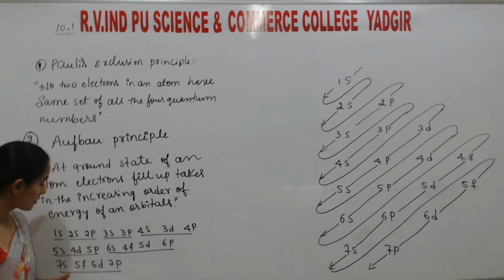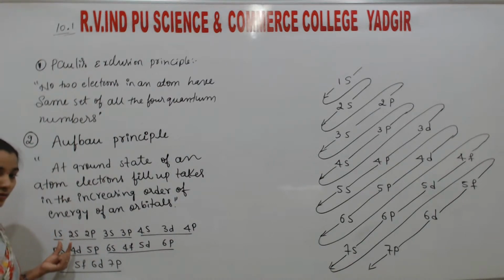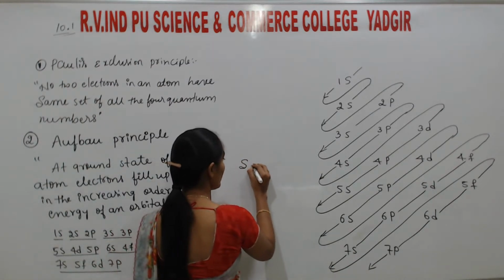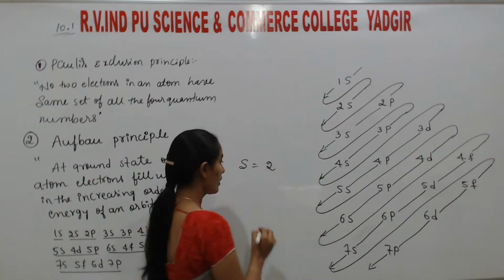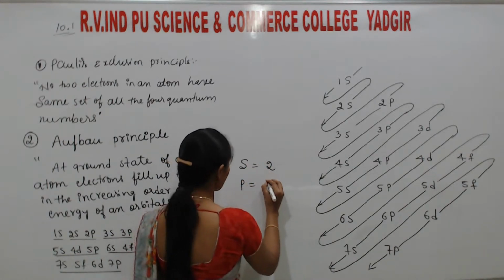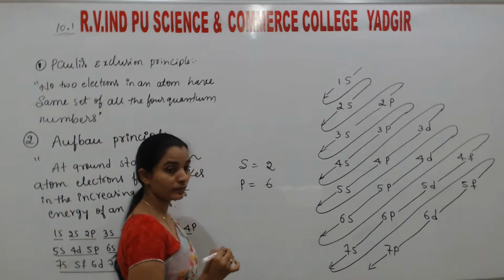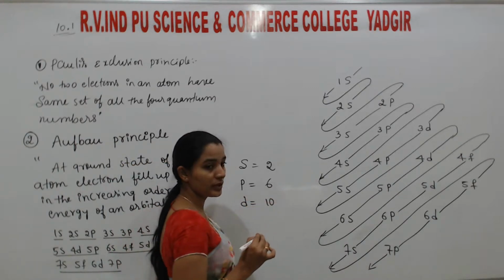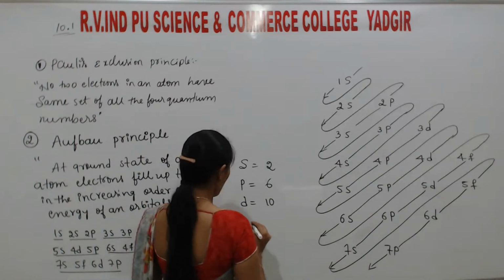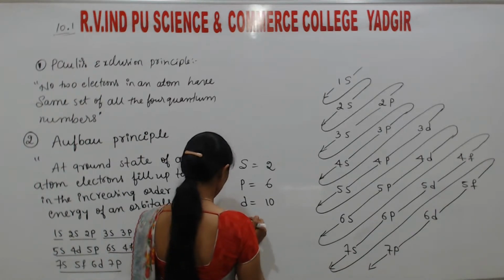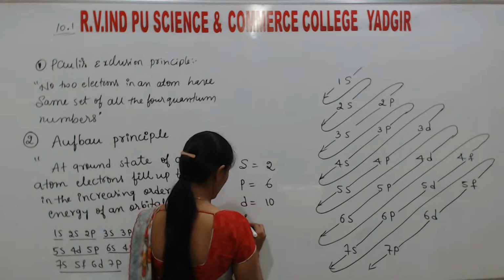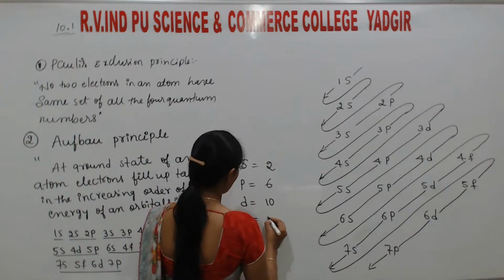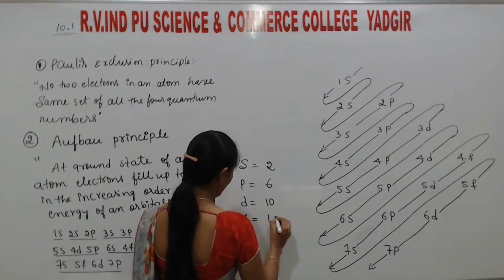So in this, what is it going to tell? Electronic configuration. And remember here students, in the s orbital, the maximum electrons to be filled is 2. In the p orbital, the maximum is 6. And in the d orbital, the maximum is 10. And next, in the f orbital, the maximum number of electrons to be filled is 14.